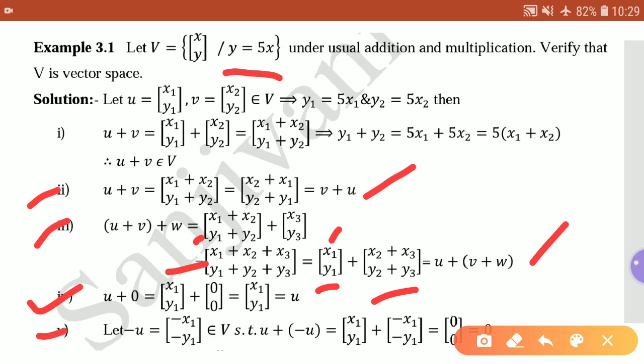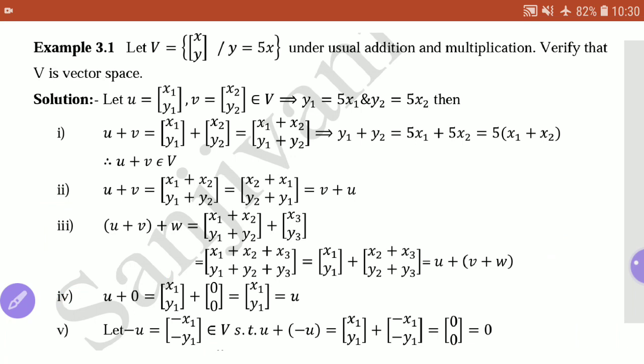And finally, the negative. Let minus u, that is minus x1, minus y1, belong to V. We have considered this element from the set V, and we need to show whether u plus minus u equals 0 or not, right? So you can see here, if you add u with minus u, you'll get x1 y1 plus minus x1 minus y1, and if you do the addition of these two column vectors, we'll get the 0. So the additive inverse also exists.